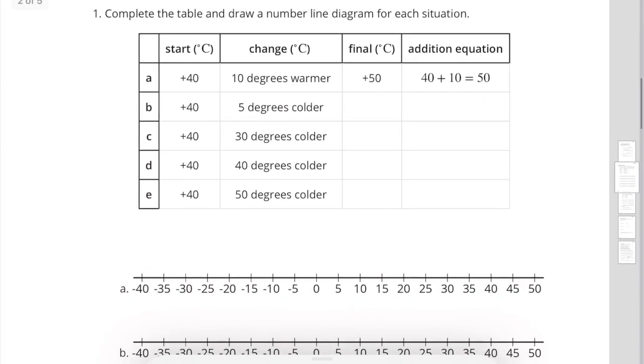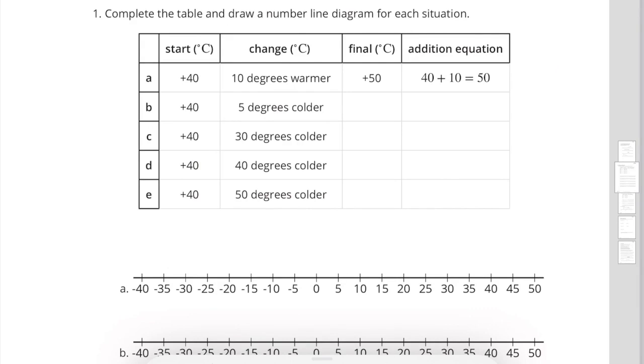Alright. So the goal for this lesson is to learn how to write addition equations, to add positive and negative numbers, as well as to represent those on a number line. So for A, we started at 40 degrees Celsius and our temperature got 10 degrees warmer. And we finished at 50 degrees Celsius. So our addition equation was 40 plus 10 equals 50.